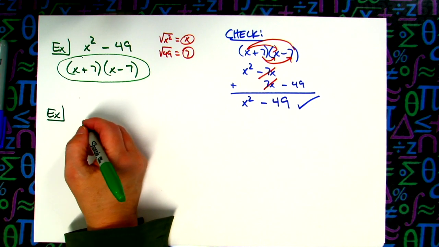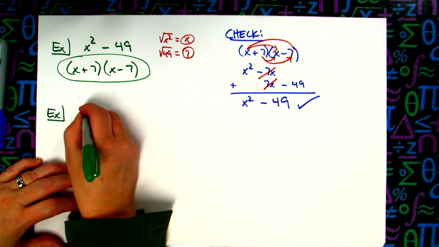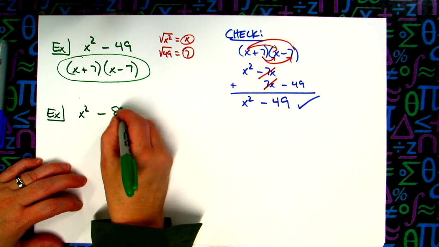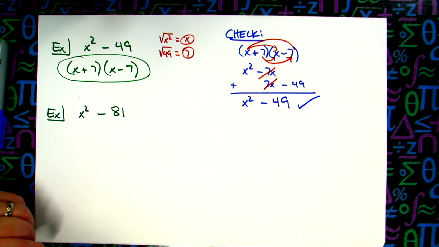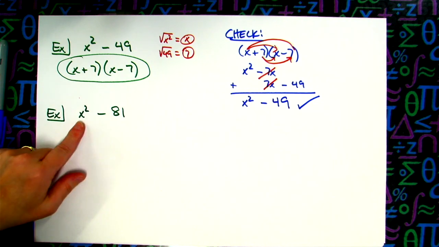Okay, now let's do one that's like an x squared minus 81. X squared minus 81. Do I have two terms?